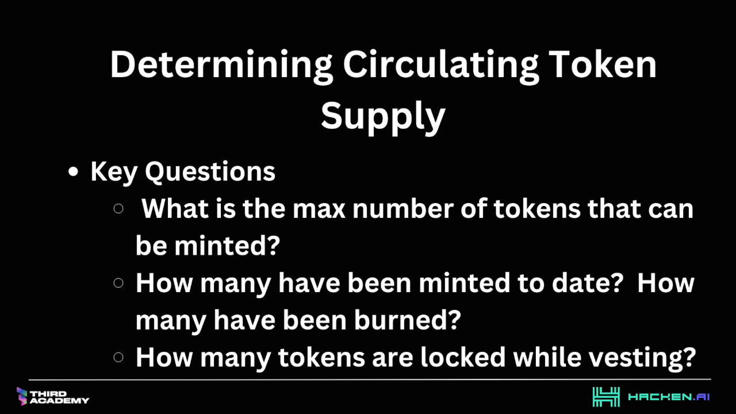Thirdly, how many tokens are locked in vesting contracts that may come onto the market at some point in the future? How many tokens are lying dormant on addresses that belong to the team? And which addresses belong to the team anyway? By doing your research, you will be able to answer these questions and calculate the circulating supply of a token.